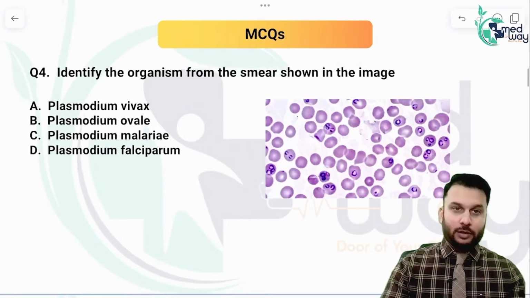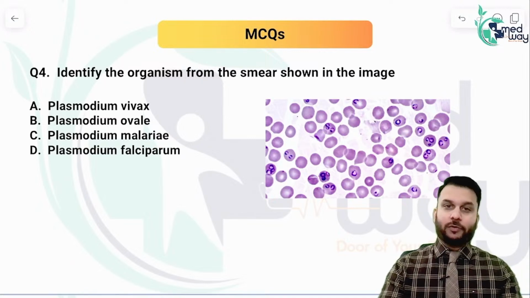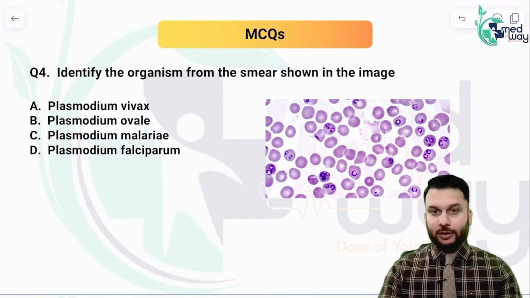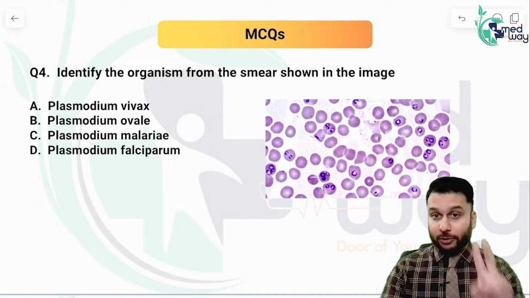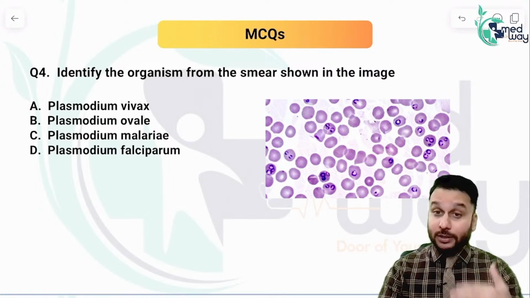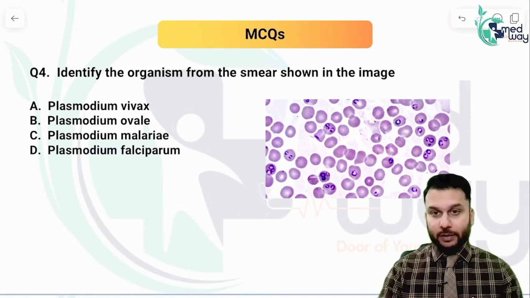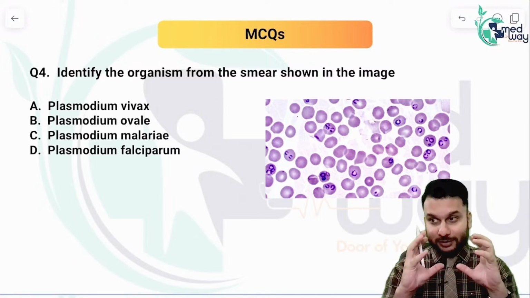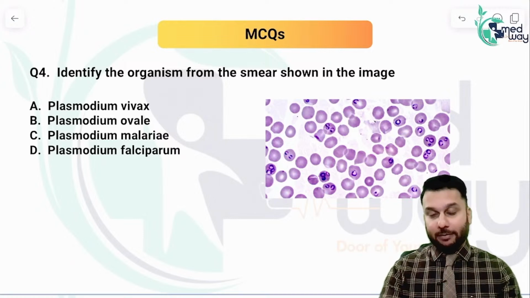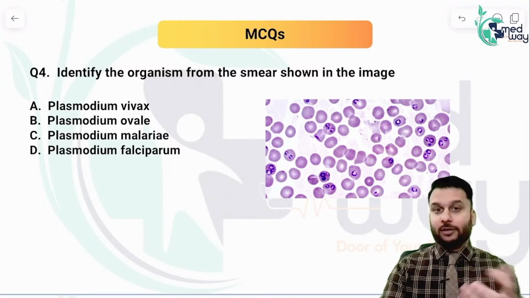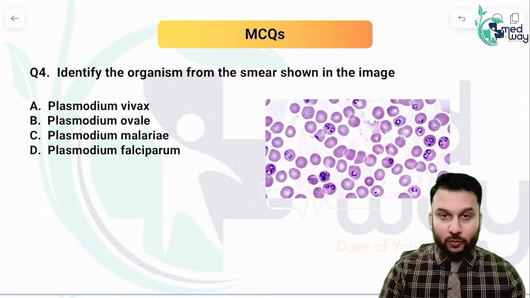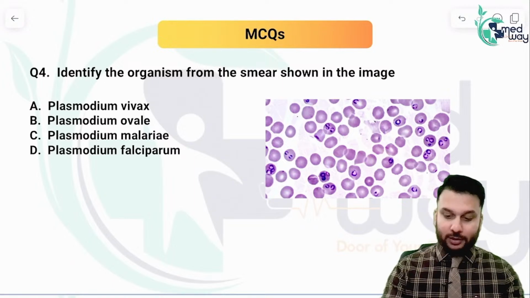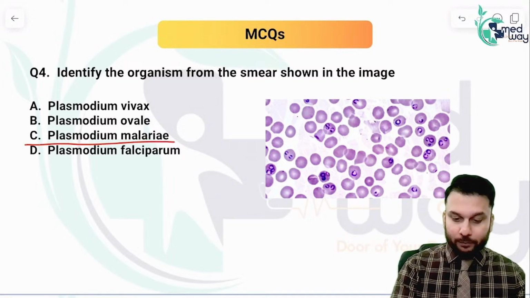All right. Next question: identify the organism from the smear shown in the image. I was told there were two questions that came on just the identification of falciparum. If this happened, then they have really helped us in the examination. They've given easier questions. So what is the answer here? Once again, the answer is falciparum only.